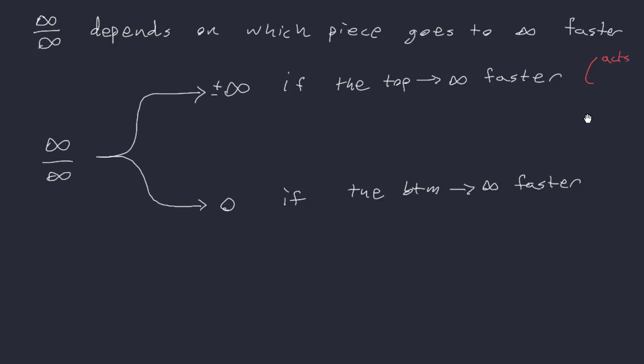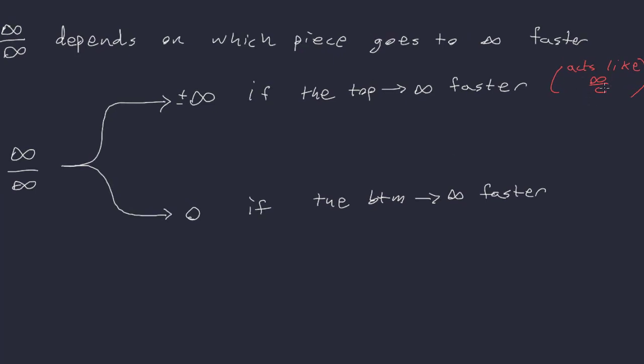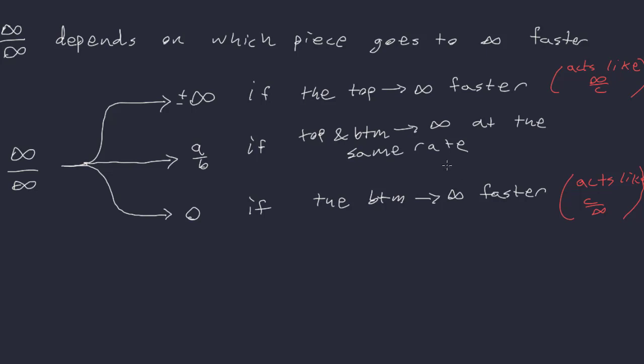So what essentially happens is if the top is going to infinity faster, it eventually acts like an infinity over a constant, because eventually the top infinity just totally outclasses what's happening on the bottom. It might as well be a constant. And down here, if the bottom is faster, it's going to act like a constant over infinity, which is 0. Okay. However, if they match, we're going to go to some sort of fraction a over b if the top and bottom go to infinity at the same rate. They essentially cancel.